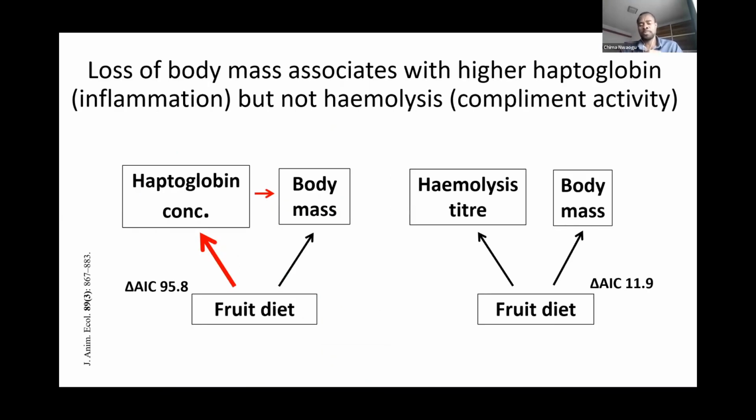Within the path analysis, we tried to find out whether the diet manipulation affects immune function directly or indirectly. And we can see from here that the diet affects haptoglobin concentration specifically, and increased haptoglobin production has a negative effect on body mass. And that actually reemphasizes the fact that body tissues are broken down to produce acute phase proteins for immune function.